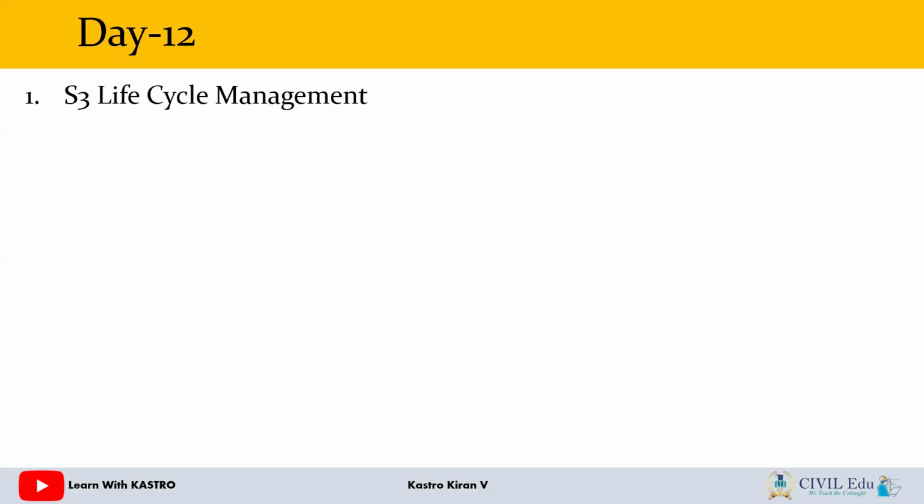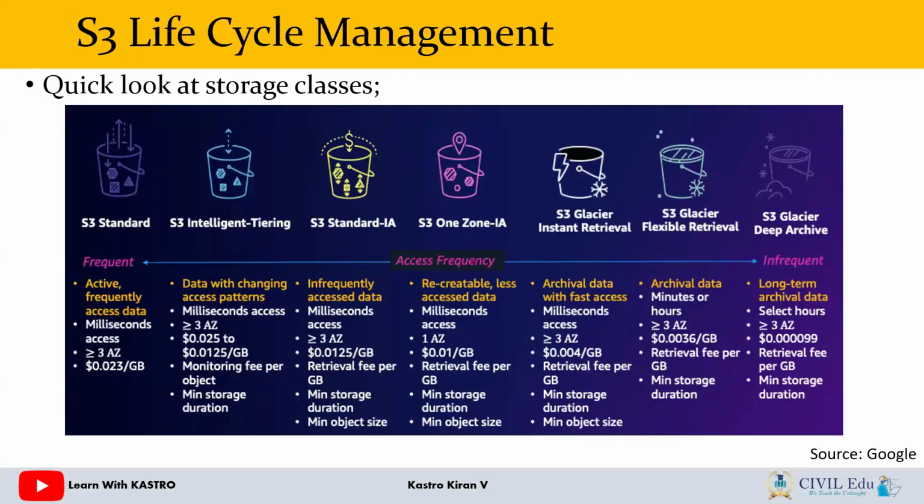But before talking about lifecycle management, let us have a quick overview of the different storage classes that we have seen in the last videos. We know that there are 7 different types of storage classes available in the S3 service. By default, whenever we upload an object into the S3 bucket, all those objects will be stored in the standard storage class. Apart from the standard storage class, we also have other types of storage classes.